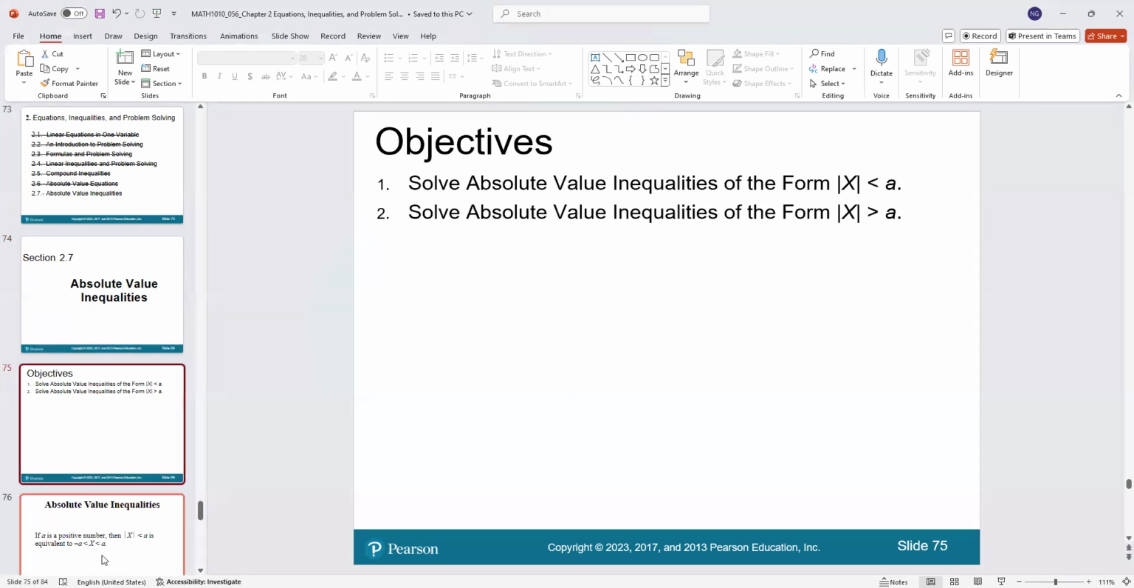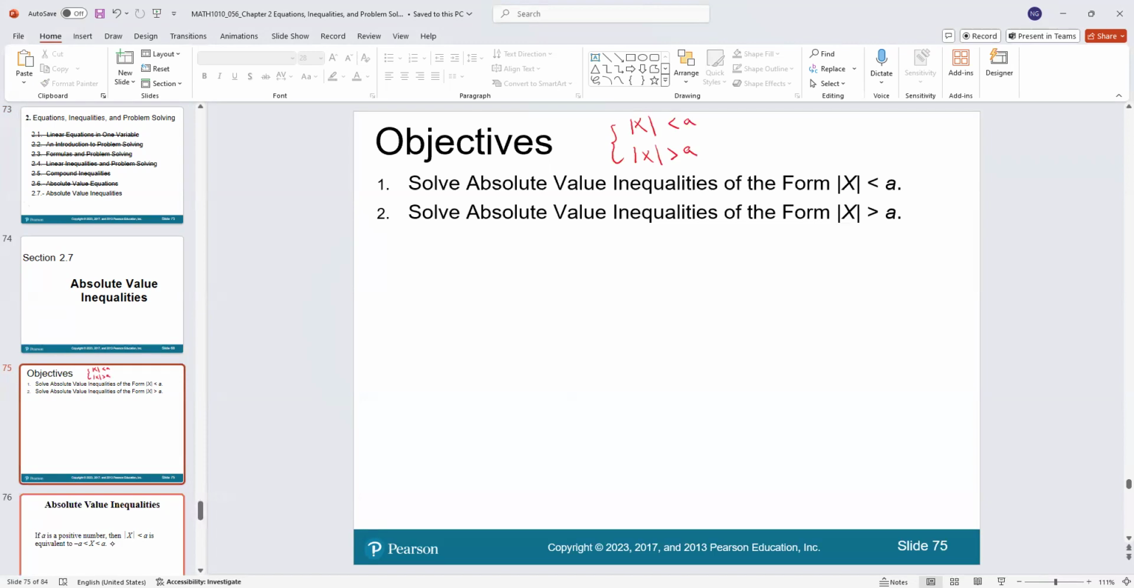The objective we pursue in this video lecture is to learn how to solve absolute value inequalities of the form absolute value of x less than a, because we're going to have two forms of them. We're going to have absolute value of x less than a, and we're going to have absolute value of x greater than a.